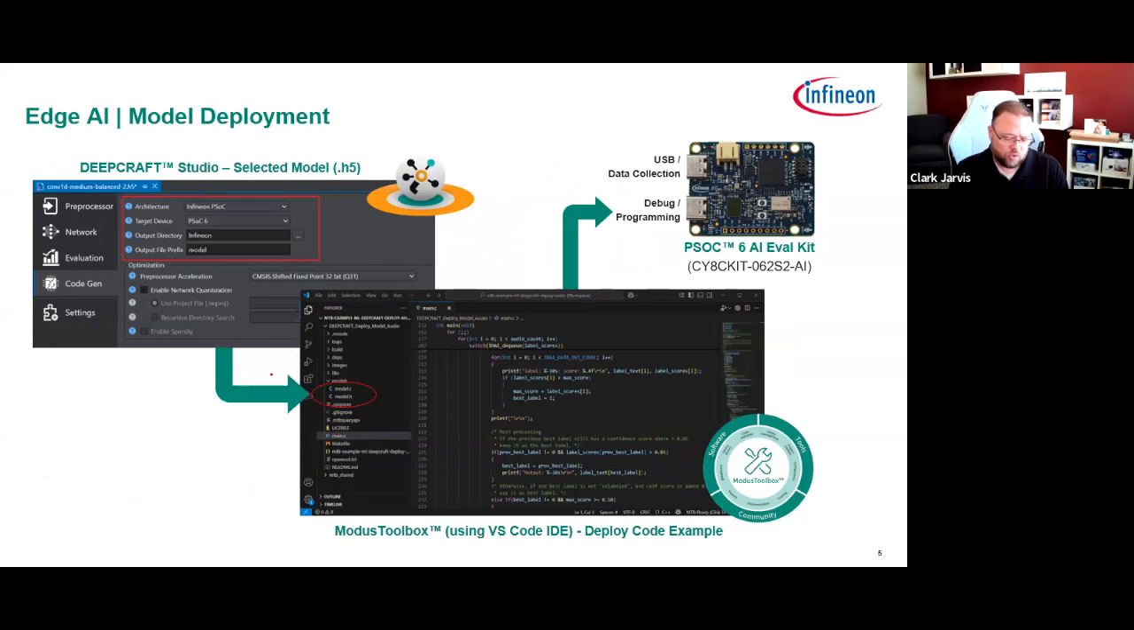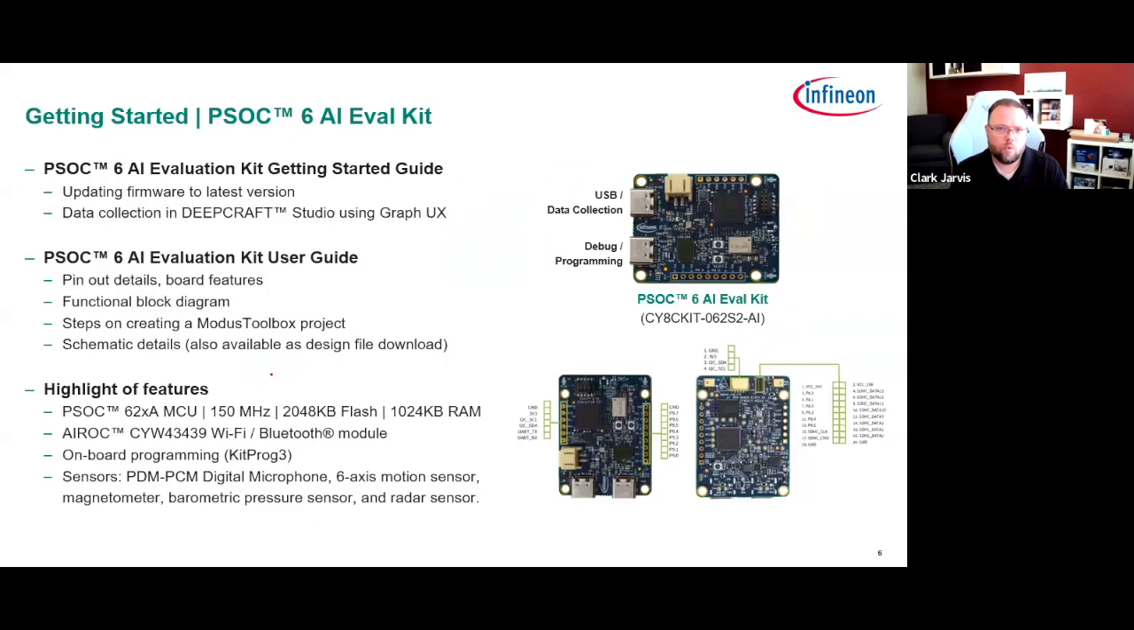So now what I want to do is we'll shift gears a little bit and start talking more about, okay, how do I get started, right? How do I actually go about doing this? So I want to start with the development kit itself, right? So we have the PSOC 6 AI eval kit. So really cool little board. Small form factor, got a lot of sensors and different things packed into it, as well as different headers, right? So you can actually expand this, connect it to other things.